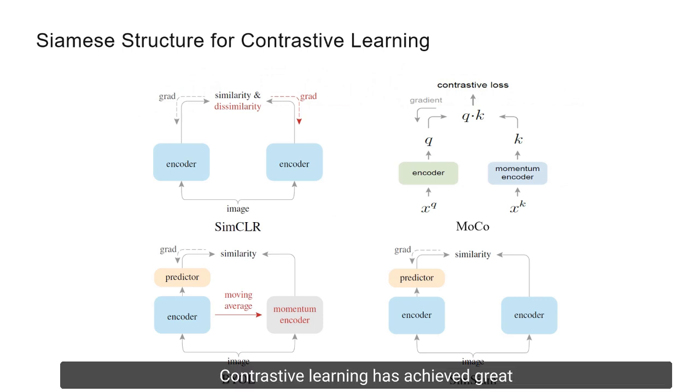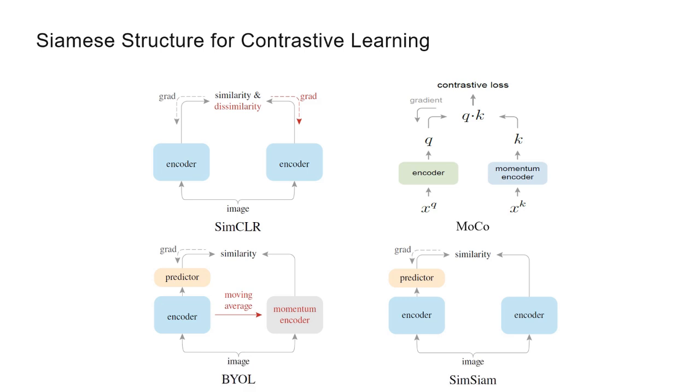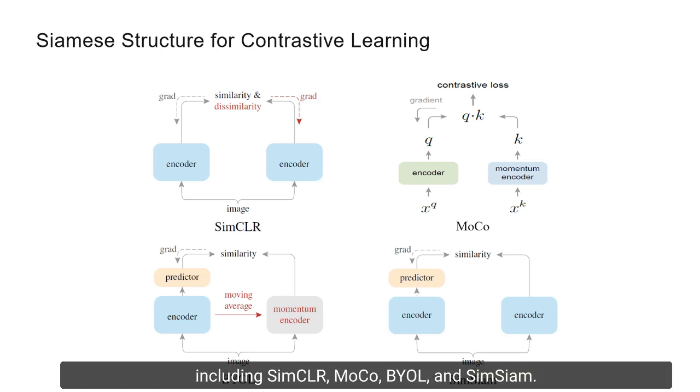Contrastive learning has achieved great success in computer vision. The core idea of contrastive learning is to pull positive pairs closer while pushing apart negative samples in the embedding space. A series of contrastive learning methods have been proposed in recent years, including SimCLR, MoCo, BYOL, and SimSiam. A common ground shared by these methods is the Siamese structure, which aims at optimizing the distance between positive samples.